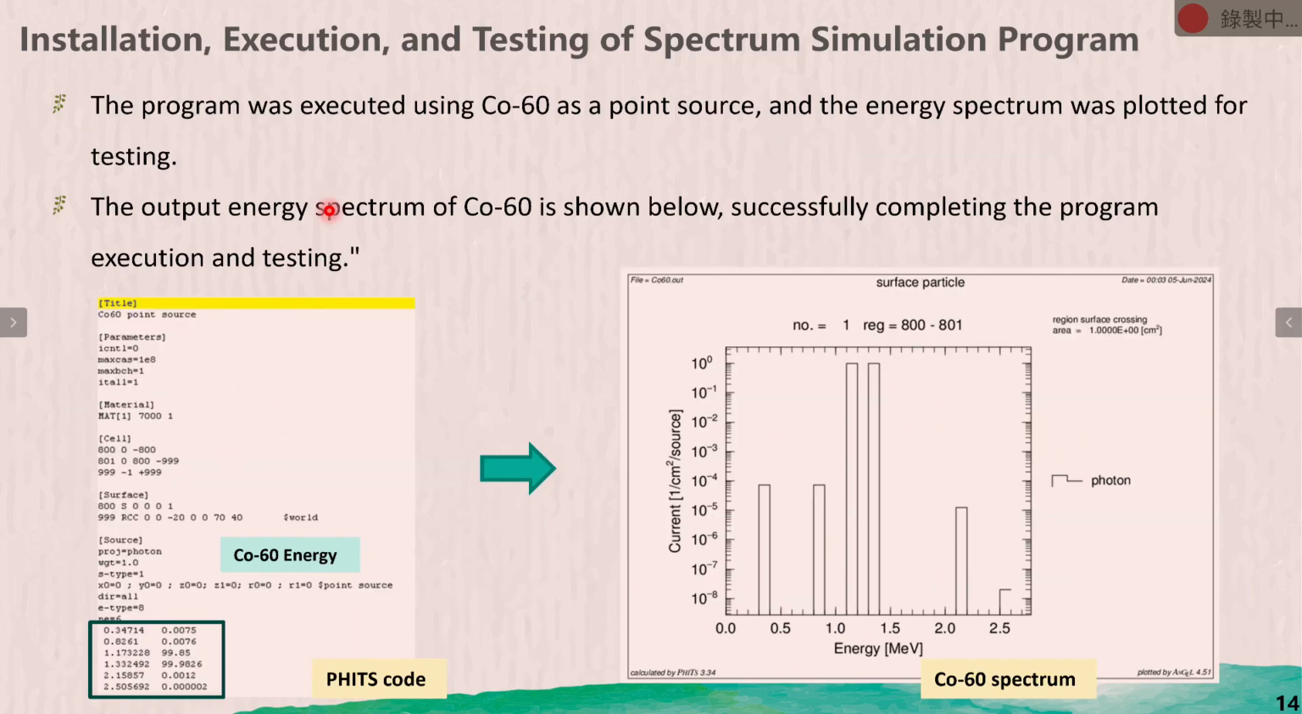And this is our result. We use cobalt-60 as a point source to simulate this spectrum. We can see the cobalt-60 energy, and this is our PHITS code, set up as a point source. We can see the 1.117 and 1.33 mega electron volts here, and this is our spectrum shown.